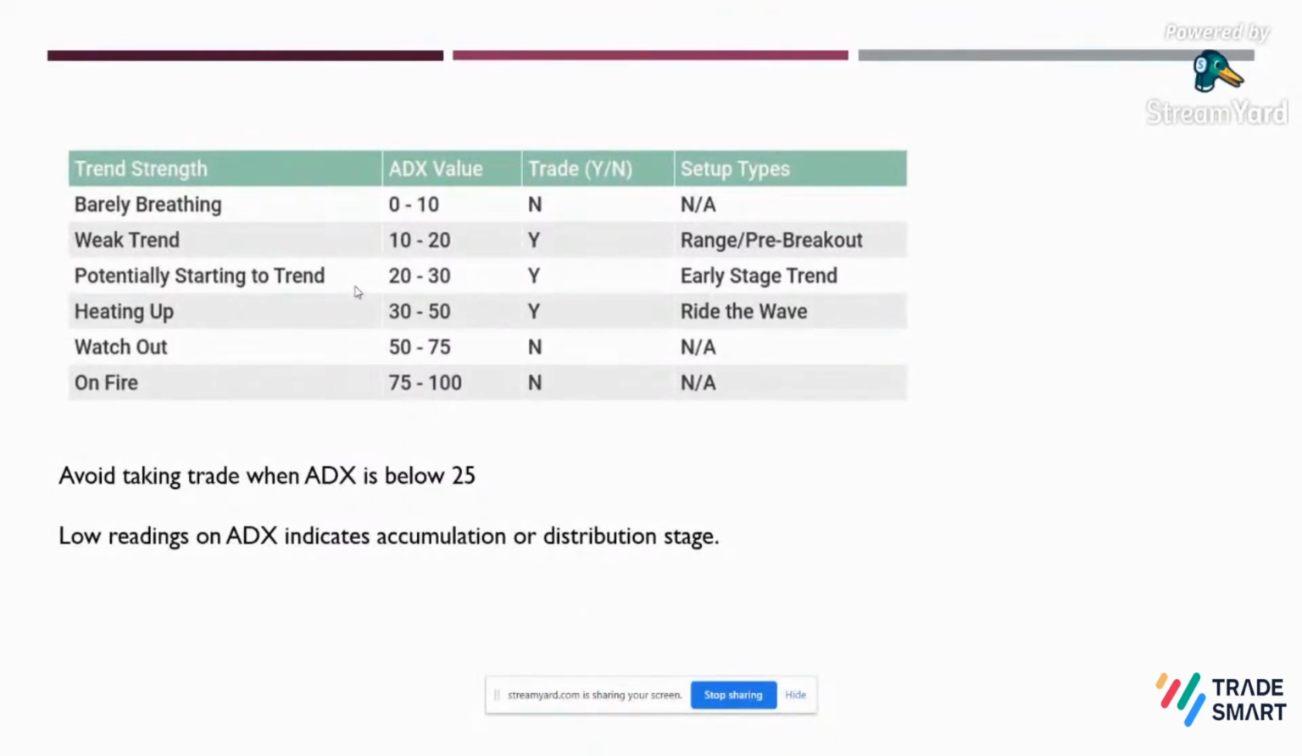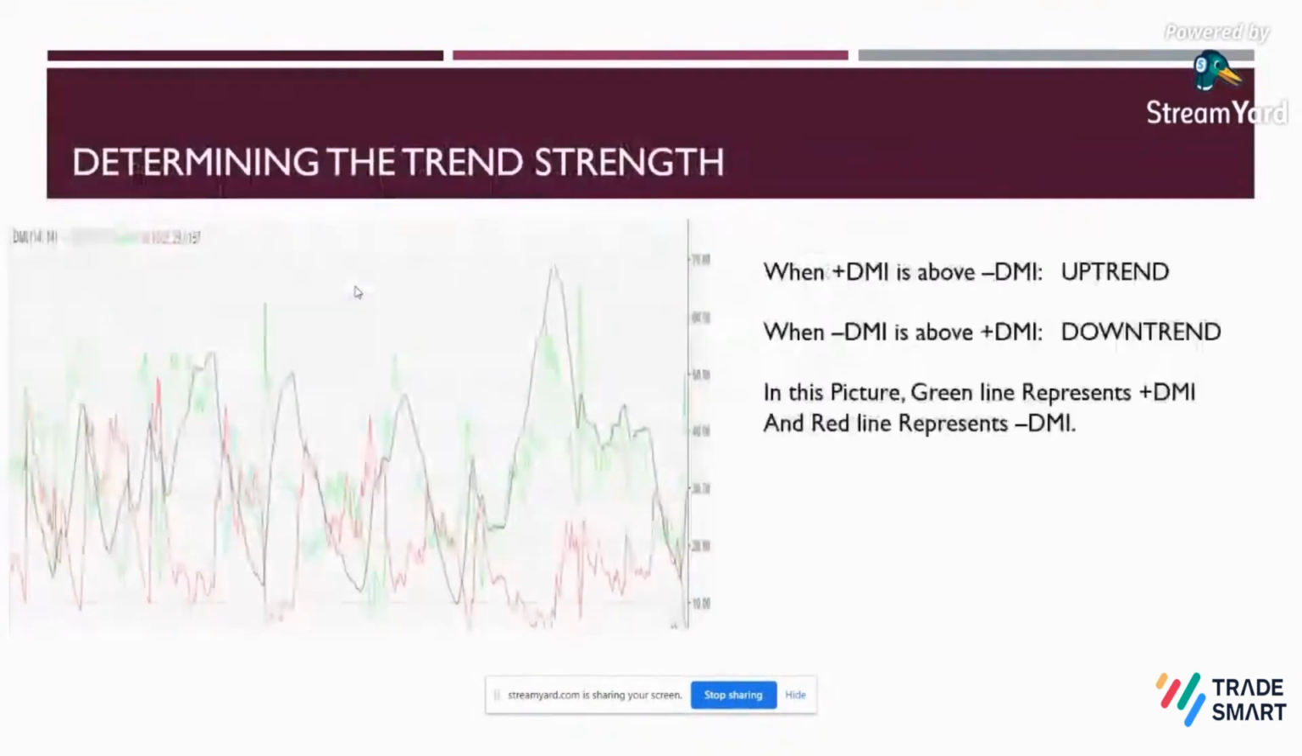Basically, low ADX is a sign of an accumulation and distribution stage. As we can see from here, these levels, 0 to 20, are showing either a sideways market or a stage of early breakout.